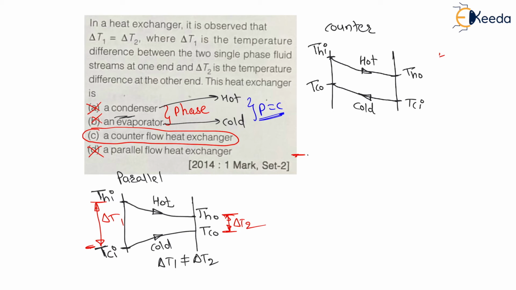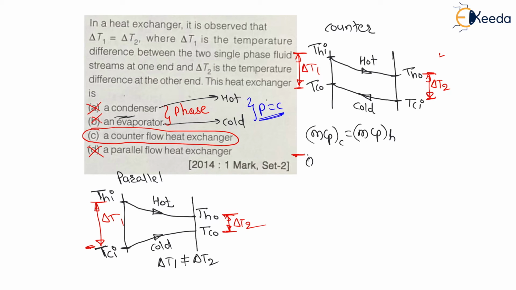Therefore, in this case, Thi minus Tco will be delta T1, and Tho minus Tci will be delta T2. And now, my dear students, in this case, we can say that delta T1 can be equal to delta T2. Can be, what I am saying, can be equal to. And this happens if the MCP product of cold is equal to the MCP product of hot, that is, equal heat capacity rate.